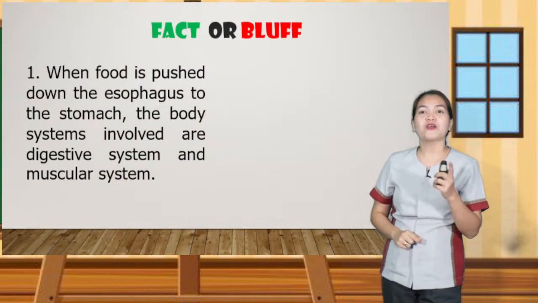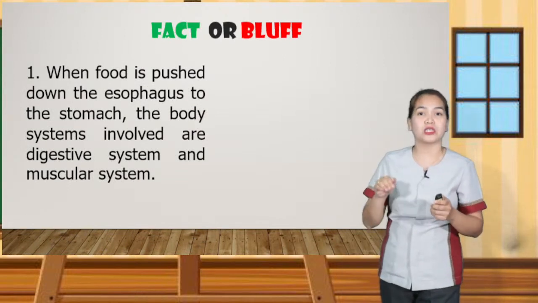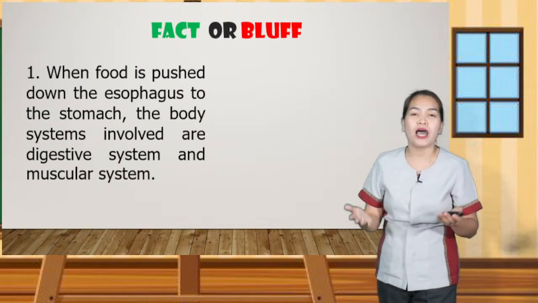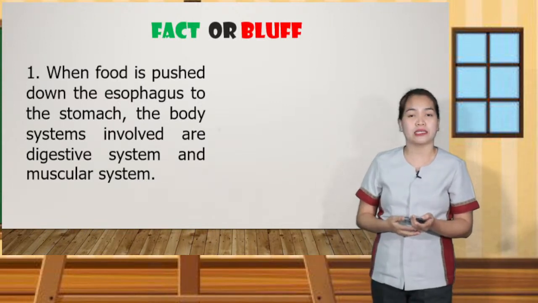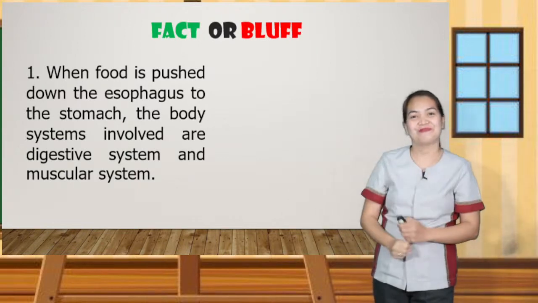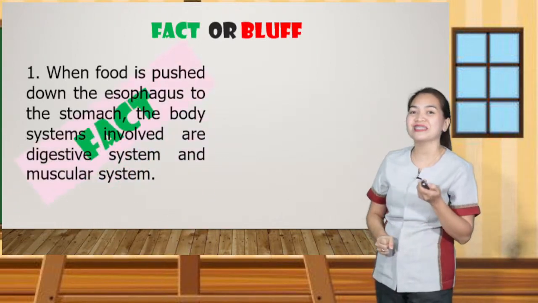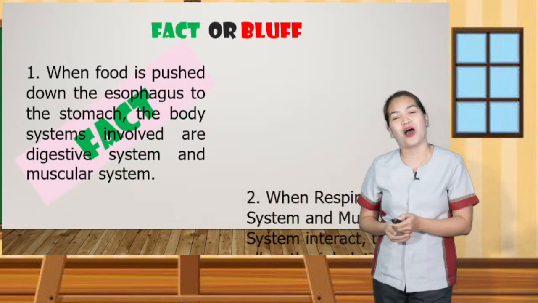Okay. So the first situation is when food is pushed down the esophagus to the stomach, the body systems involved are the digestive system and muscular system. Is it a fact or a bluff? And the answer is, it's a fact. Very good. Now let's have the second one.